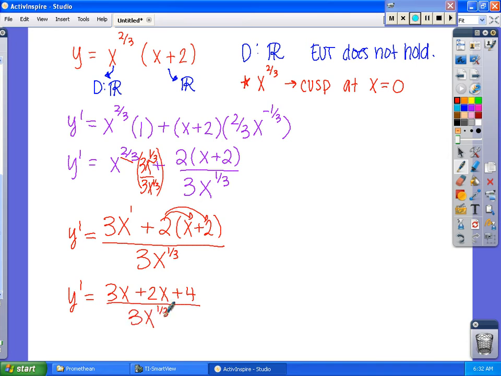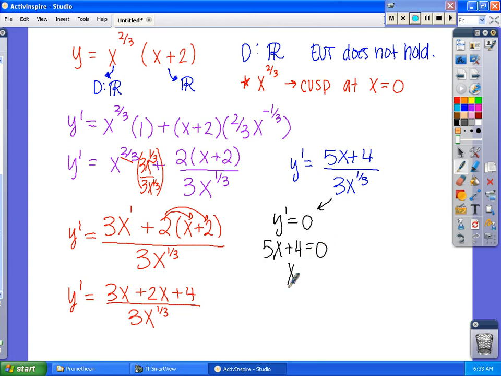And so off to the right, I get that y prime is equal to 5x plus 4 over 3x to the 1/3. I'm going to set the derivative equal to 0, which tells me that 5x plus 4 is equal to 0. x is equal to negative 4/5. Over to the right, in a lighter color, y prime is equal to undefined. That would be where 3x to the 1/3 equals 0, and so x is equal to 0. I have everything I need to be able to do a sign chart.